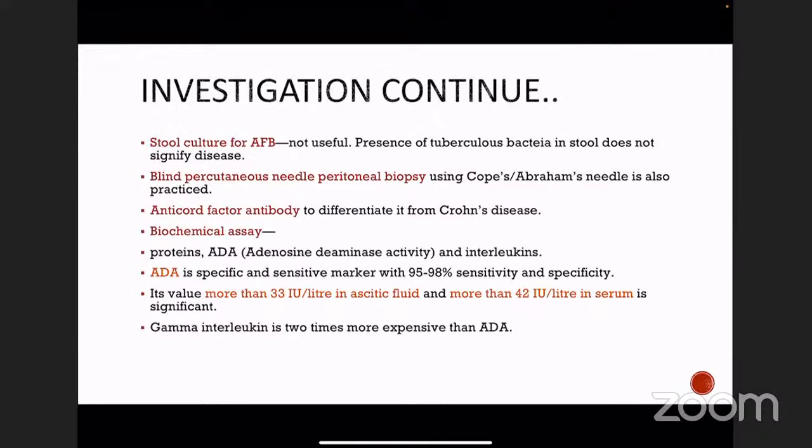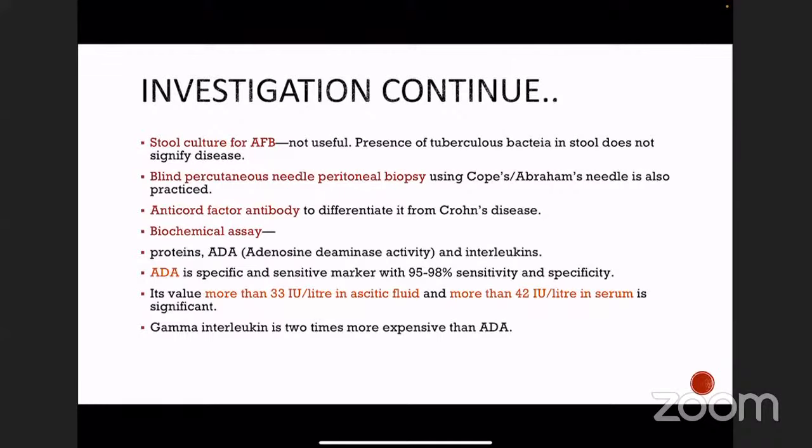What other biochemical assay will help you to get diagnosis of tuberculosis? That are proteins, ADA, that is adenosine deaminase activity, and interleukins. These three things can also help to get diagnosis of tuberculosis, among which the ADA is the most specific and sensitive marker with 95 to 98% sensitivity and specificity.